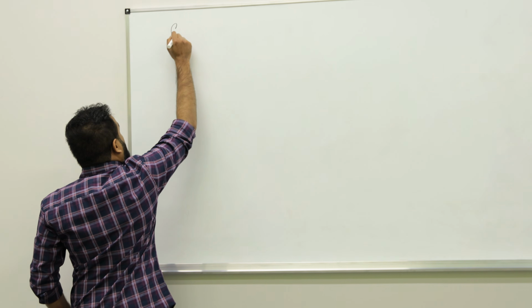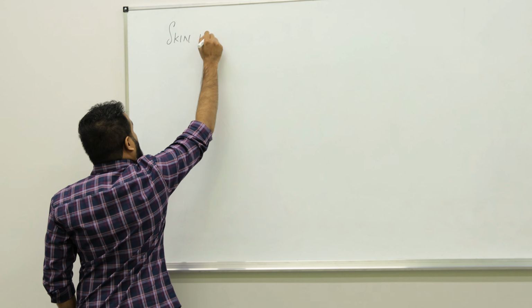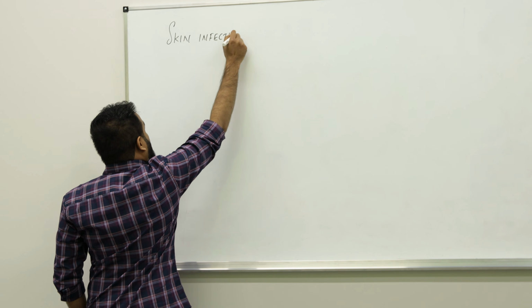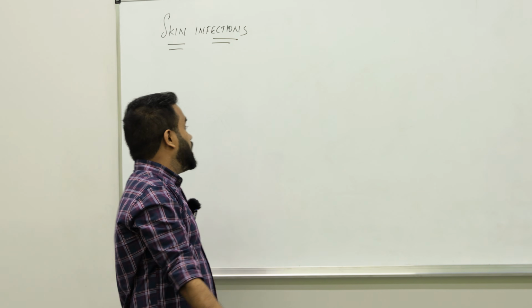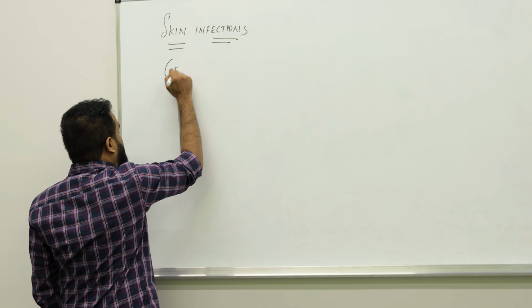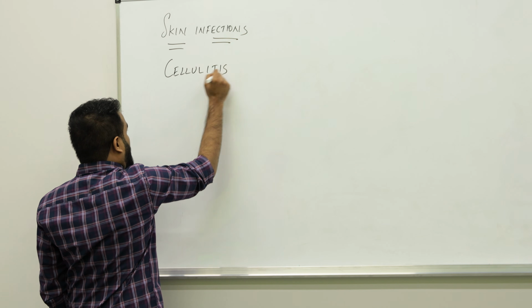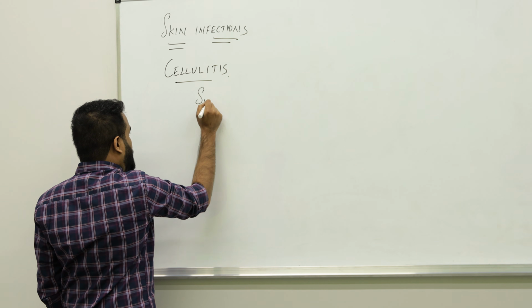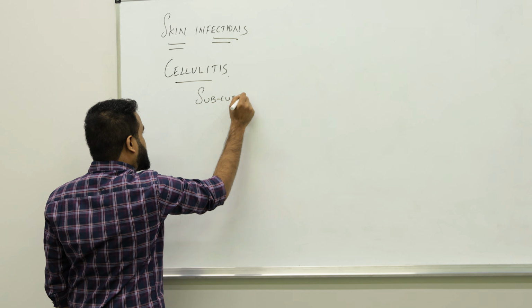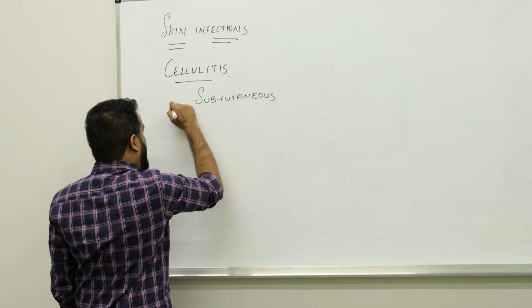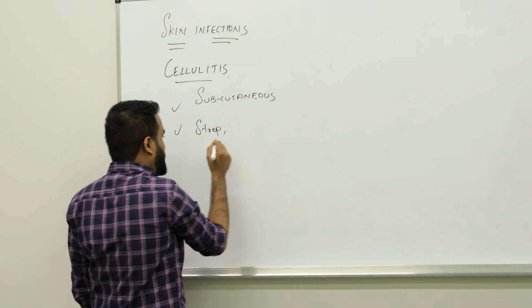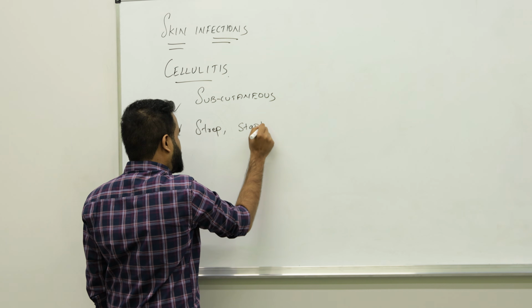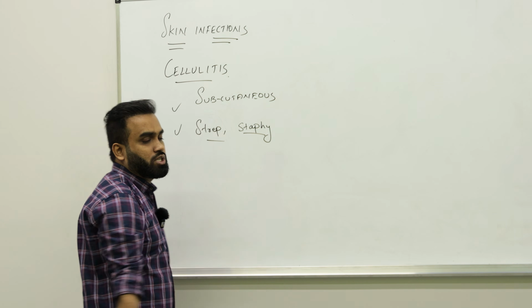Next one, let's talk about skin infections. You might have heard about different types of skin infection. For us, one of the important ones is cellulitis. Cellulitis, you know already, is a subcutaneous infection, under the skin. It is mainly caused by streptococcus, that is group A beta-hemolytic streptococcus, and staphylococcus. These two bacteria are responsible for causing what?